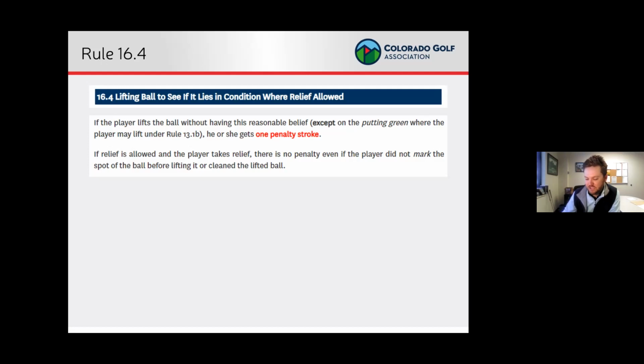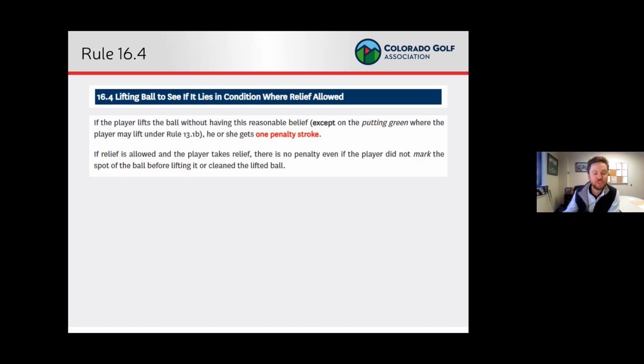So if you forgot and didn't mark it, and you just picked it up, and it happened to be embedded, well, you kind of get a get-out-of-jail-free card because you're entitled to relief. As soon as the ball is embedded in the general area, you are now in the 16.3b area. We're entitled to relief. You can pick it up.